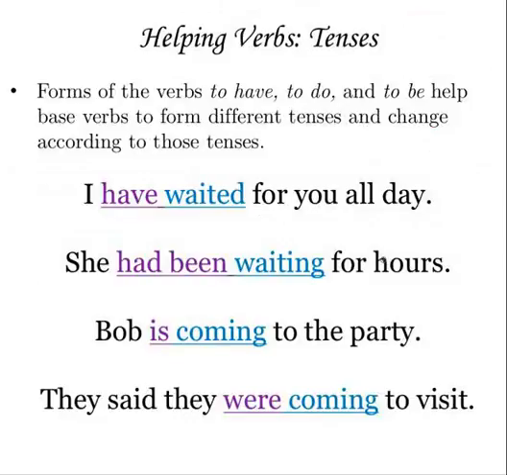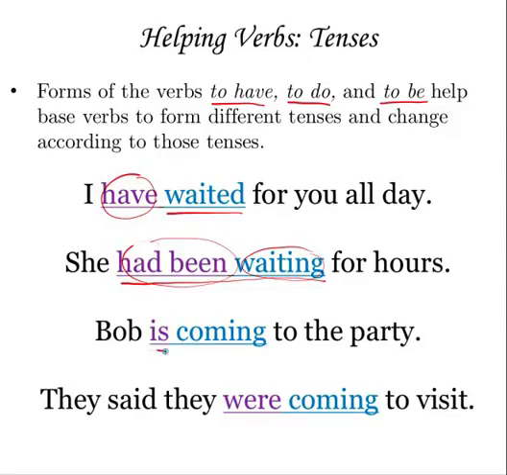All right, we're going to start with the ones that change according to tense. Forms of the verbs to have, to do, and to be help base verbs to form different tenses and change according to those tenses. So, for example, I have waited for you all day. Have is our helping verb, and it's used with the verb waited to form the present perfect tense. I have waited. As of now, the waiting has occurred. She had been waiting for hours. Past perfect progressive. Had been is our helping verb, and waiting is our base verb.